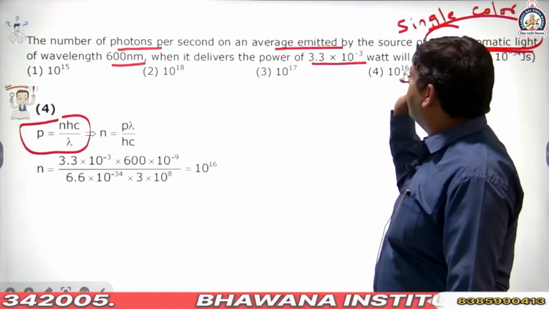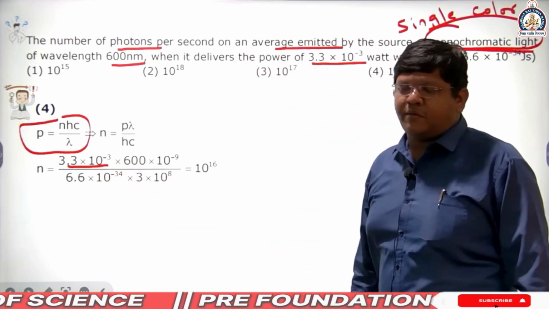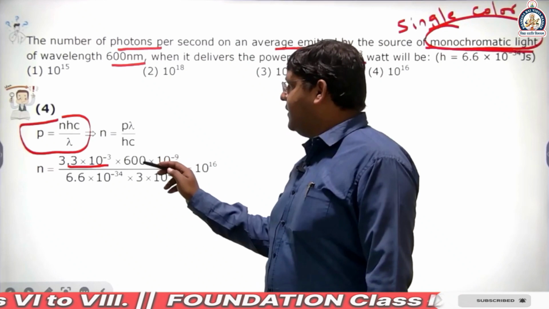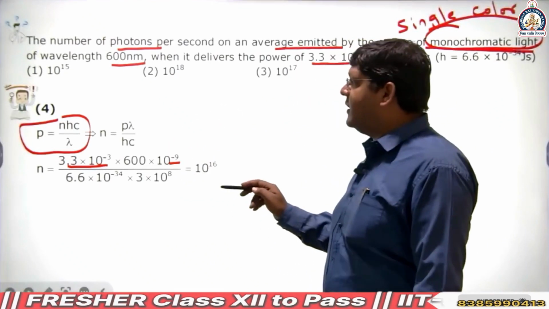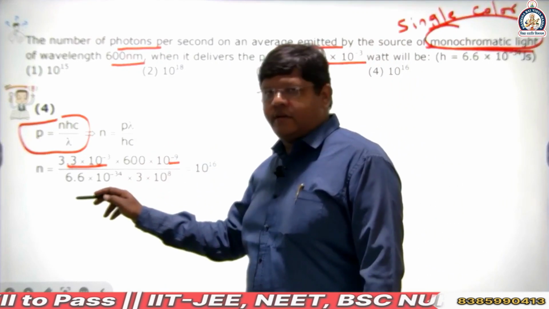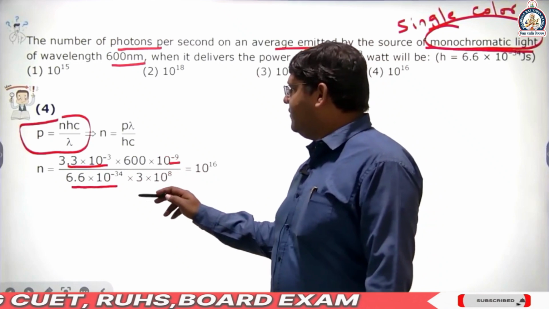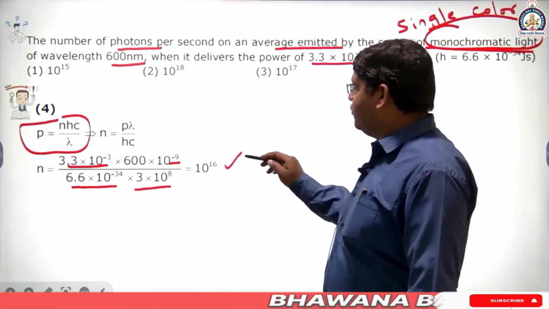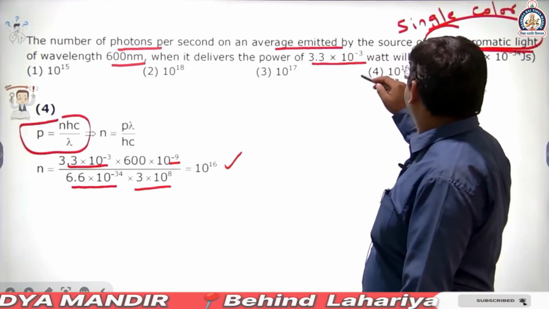3.3 into 10 raised to power minus 3. So we put the value of P as 3.3 into 10 raised to power minus 3, and the value of lambda, the wavelength, is 600 nanometer. We convert nanometer into meter by multiplying by 10 raised to power minus 9. Upon h, the Planck constant, whose value is 6.6 into 10 raised to power minus 34, and c is the velocity of light, 3 into 10 raised to power 8, and the answer is 10 raised to power 16. Now the required answer is option number 4.